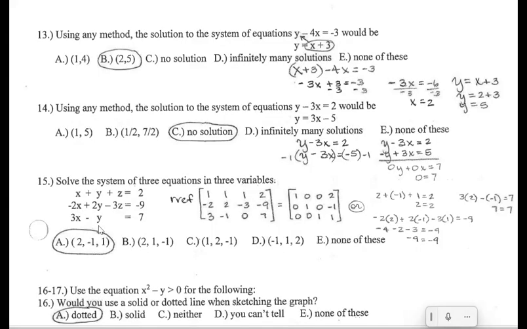Now, another way that we solved the system of 3 equations with 3 unknowns was by using reduced row echelon form on our calculator. So the way that we do that is, first off, we're going to pull out the augmented matrix. So we're just pulling out the coefficients and the constants. So we're going to have 1, 1, 1, 2. Negative 2, positive 2, negative 3, negative 9. 3, negative 1, 0, because there's not a z term there, and then 7. So that's where I got this augmented matrix right here.